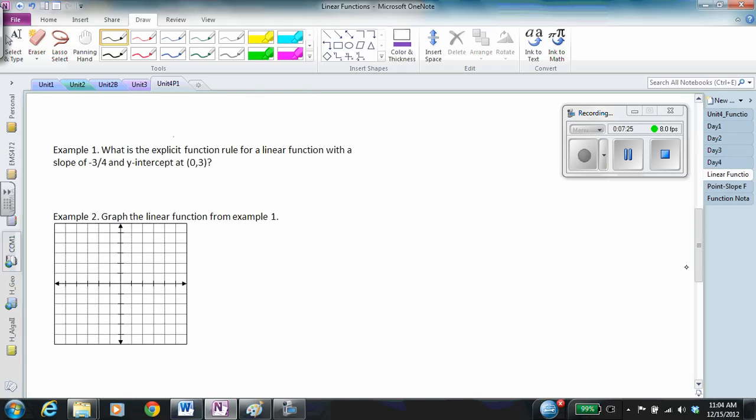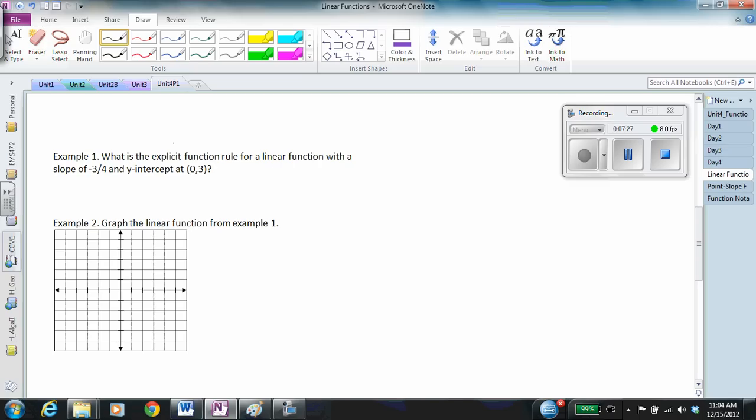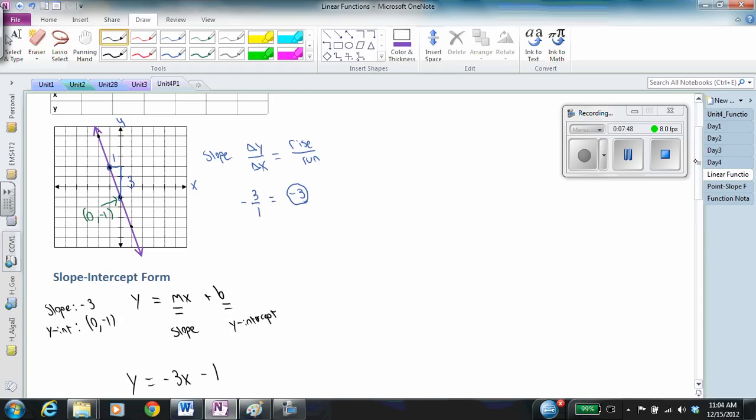Let's look at another example. What is the explicit function rule for a linear function with a slope of -3/4 and a y-intercept at 0, 3? Well, that's easy. Y equals slope times x, -3/4 x, and then plus 3 because the y-intercept is at 0, 3. So notice that the x value at a y-intercept is always 0 because when the graph hits the y-axis, x is always 0.